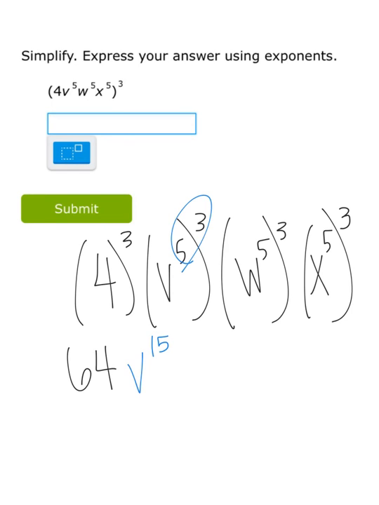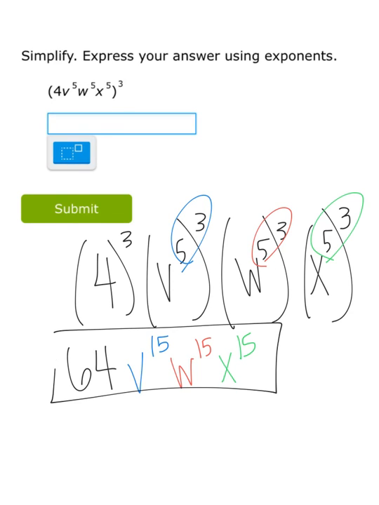And then moving on to the w, this would be w to the 5 times 3, so 15. And then the x, same thing, 5 times 3 would give me x to the 15th. So my final answer would be 64, v to the 15th, w to the 15th, and x to the 15th.